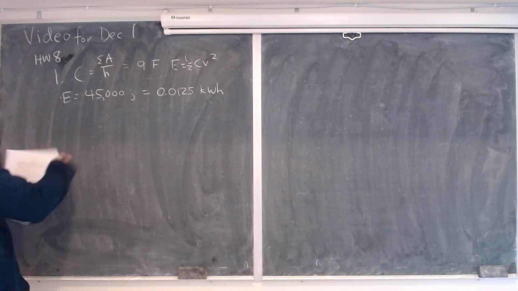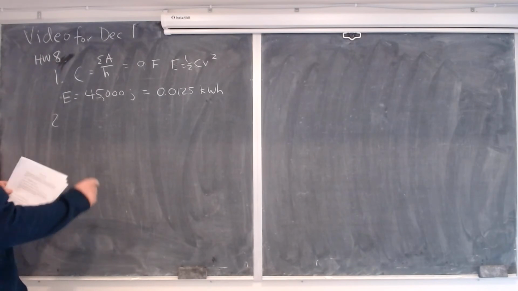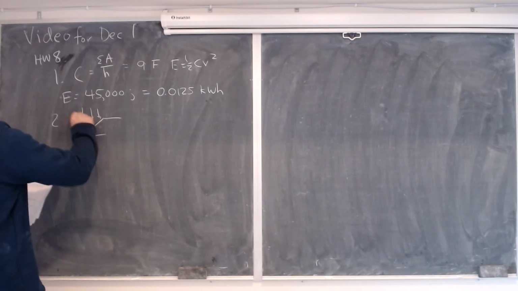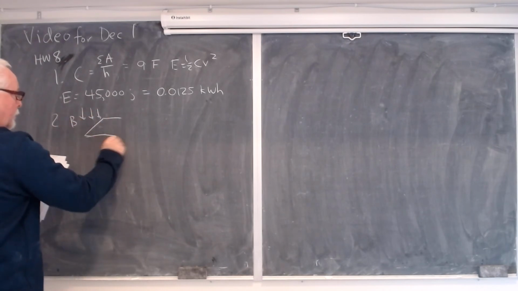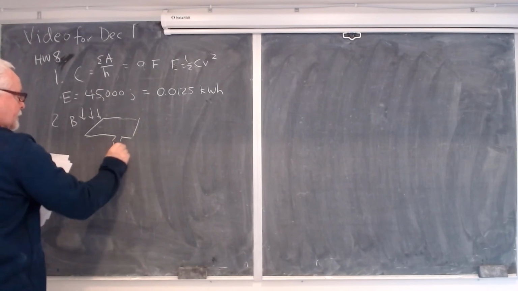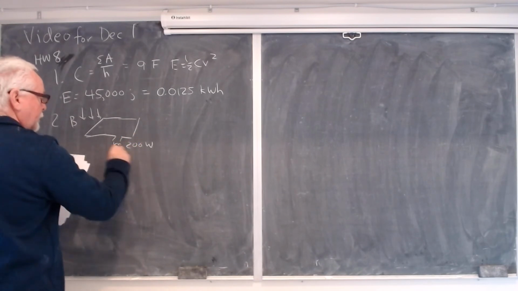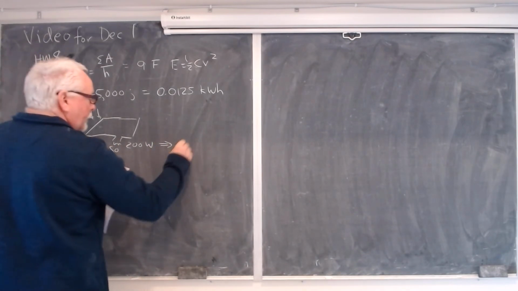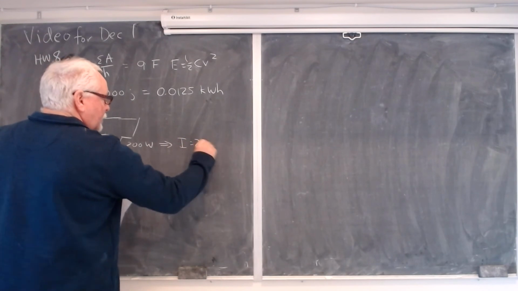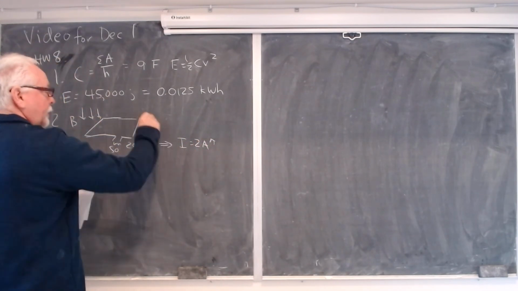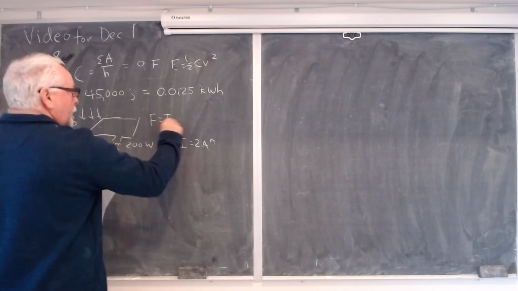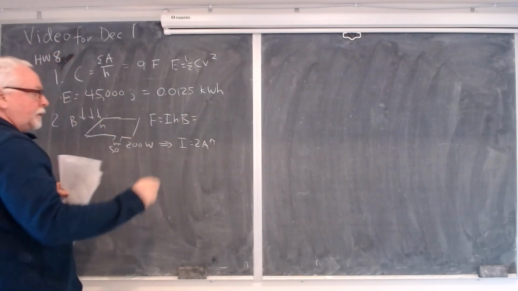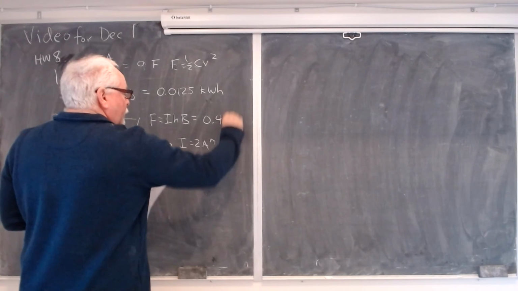But going on, number 2, you had the linear generator, which I'm not going to draw the whole thing again. Okay, and you put a resistor there to get 200 watts, and that's 50 ohms. And so that means that I squared R, I has to be 2. Okay, and the force is I H V, where this is H. And if you plug that in, then it's 0.4 newtons.